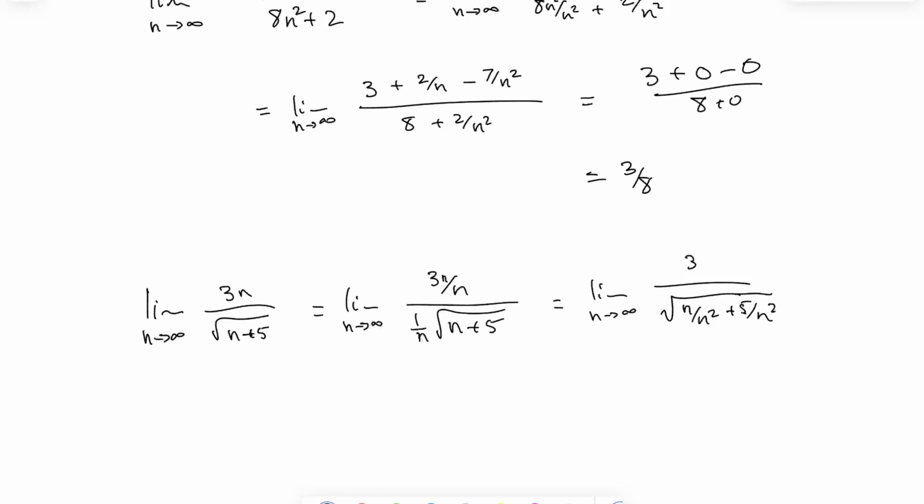And now I will cancel these guys down here in the same old way. This is the limit as n goes to infinity of 3 over the square root of (1 over n plus 5 over n squared). And then just like before, now I take the limit. Everything which has an n in its denominator becomes 0. So this becomes 3 over the square root of 0 plus 0. That, of course, is just 0 down there. And what's your interpretation of this?